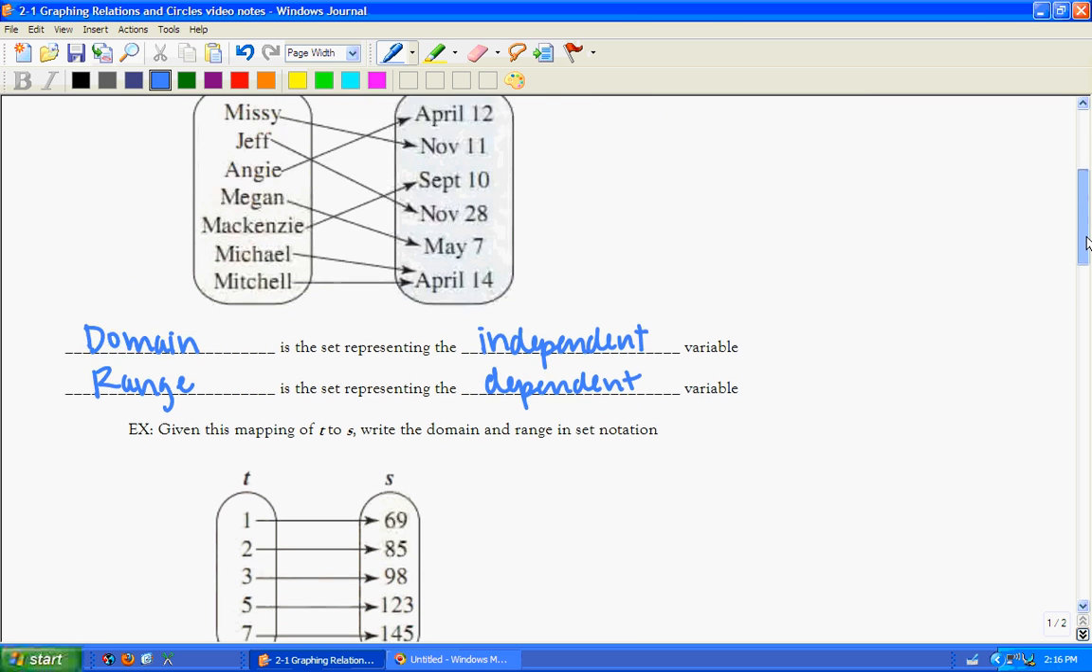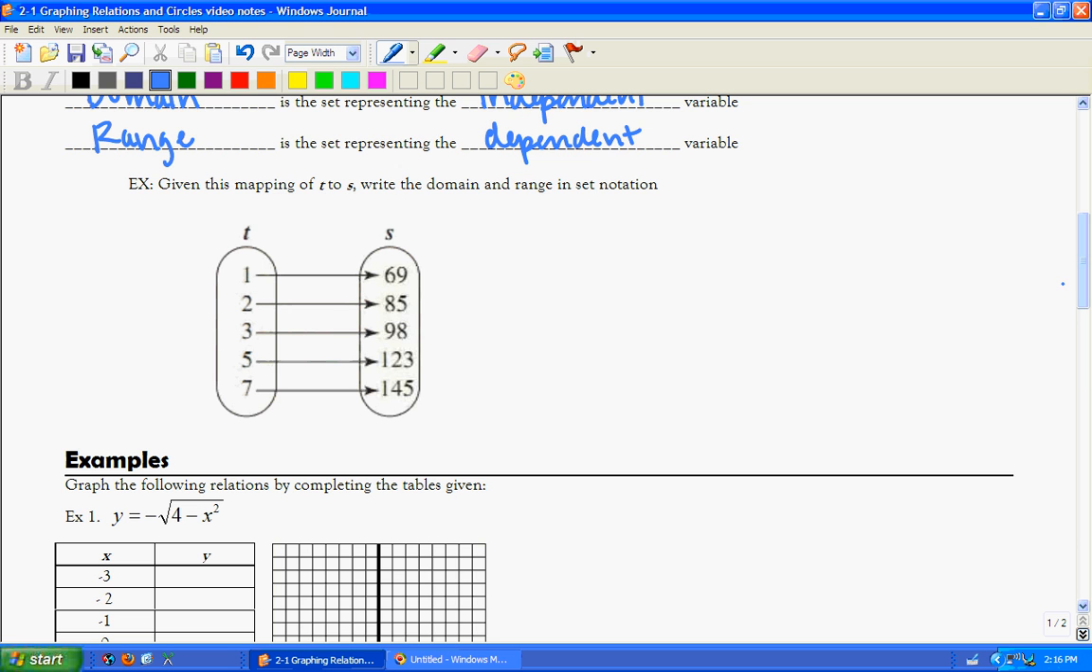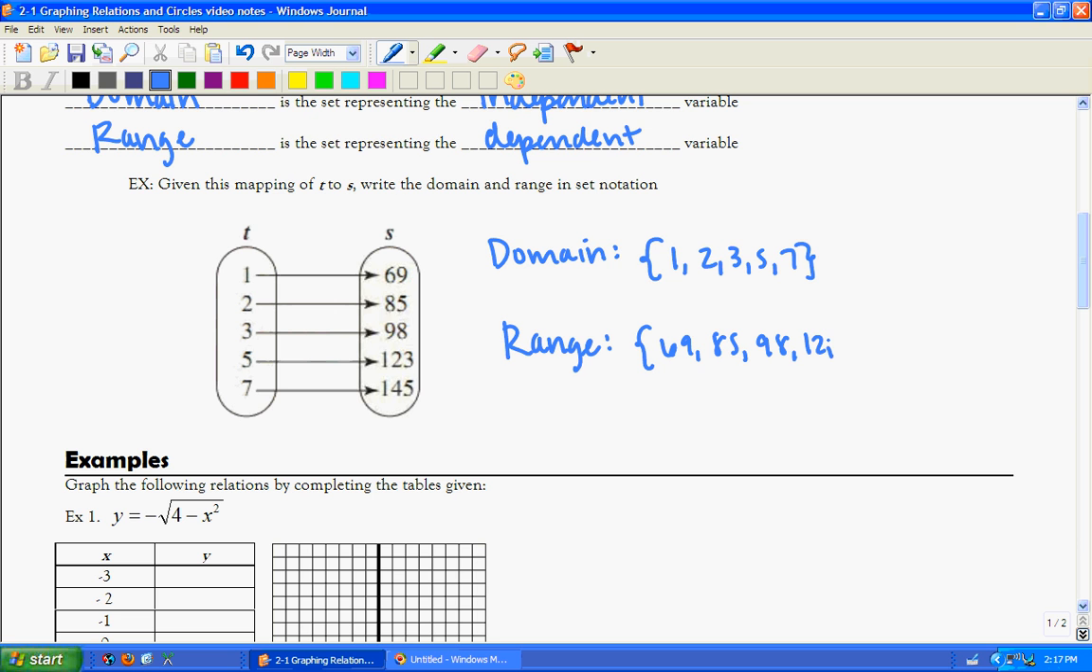So if we use the sets down below, if you have a mapping of T to S, your domain would be the set T. And if we want to write it in set notation, that would be 1, 2, 3, 5, and 7. And then our range would be the S set since it comes after the arrow. So that would be 69, 85, 98, 123, and 145.